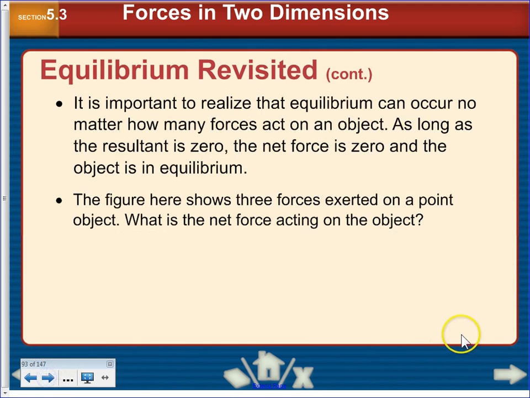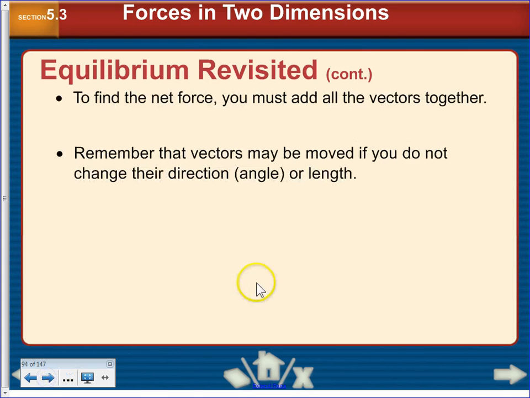So we're going to be looking at this equilibrium situation. It's important to realize that equilibrium can occur no matter how many forces are acting on the object. You could have normal forces, you could have push-pull forces and everything, but as long as the object is not being moved, then we say that we have an equilibrium situation. We're going to look at a figure in a few minutes that has 3 forces, and we're going to see how we can figure out if there is a net force acting on it.